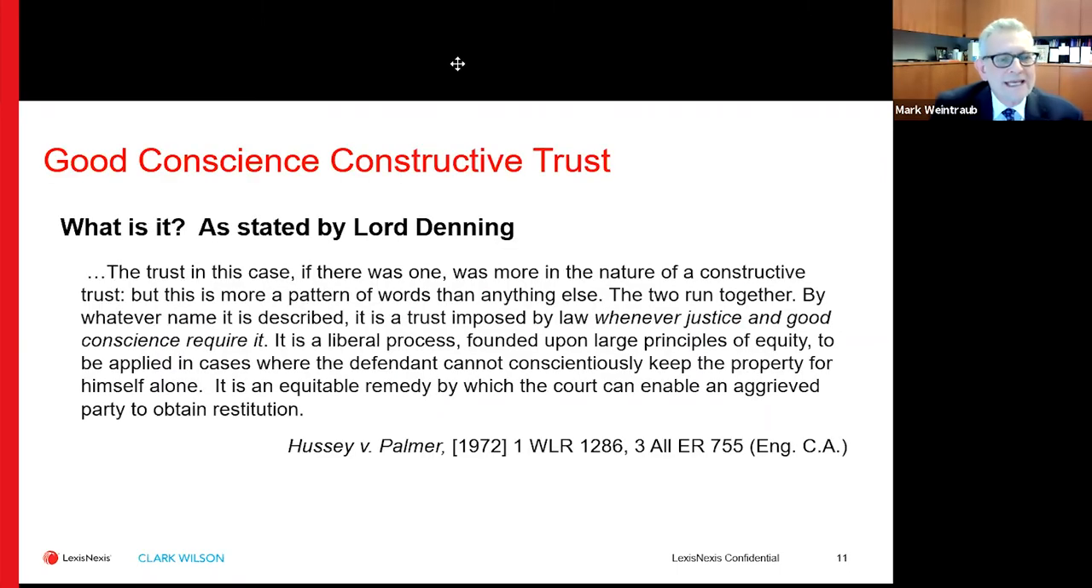Thank you, Amy. So what is the good conscience constructive trust? And we can always count on Lord Denning to give us an extraordinary explanation. Let me read it because I love reading Lord Denning's words. The trust in this case, if there was one, was more in the nature of a constructive trust. But this is more a pattern of words than anything else. The two run together. By whatever name it is described, it is a trust imposed by law whenever justice and good conscience require it. It is a liberal process founded upon large principles of equity to be applied in cases where the defendant cannot conscientiously keep the property for himself alone. It is an equitable remedy by which the court can enable an aggrieved party to obtain restitution.